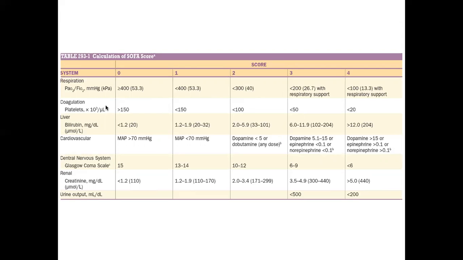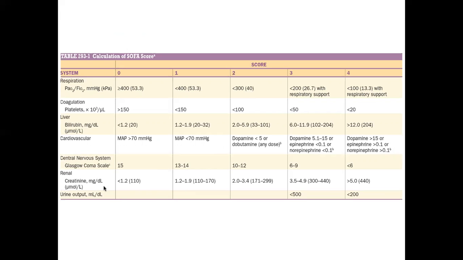The other system evaluated is the coagulation system. We look into the platelets. The lower the platelets, the higher the SOFA score. The other system evaluated is the liver, and surrogate for this is the bilirubin. The higher the bilirubin values, the higher the SOFA score. For the cardiovascular, we measure the mean arterial pressure. So if the MAP is more than 70 millimeters mercury, that's good. The SOFA score is zero. However, the moment the patient needs inotropes, it gives the patient a higher SOFA score. And the more alert the patient, the lower the score. The more obtunded, the higher the SOFA score.